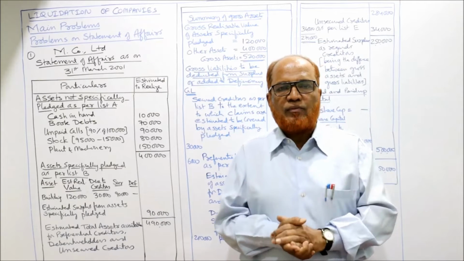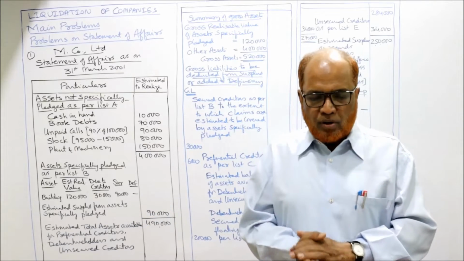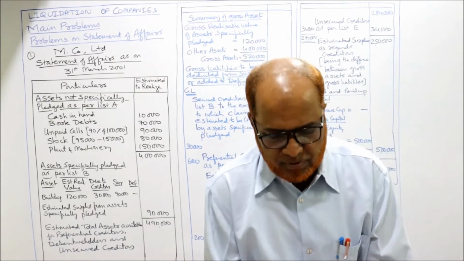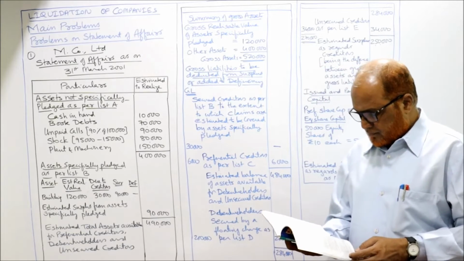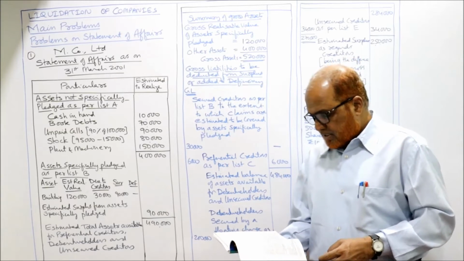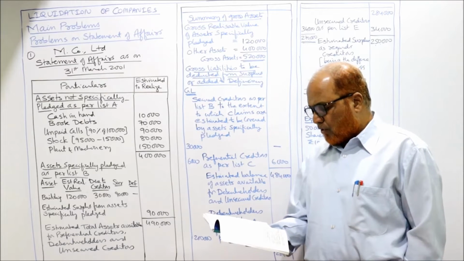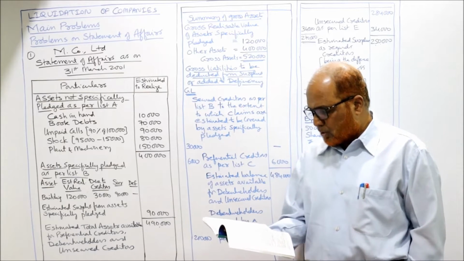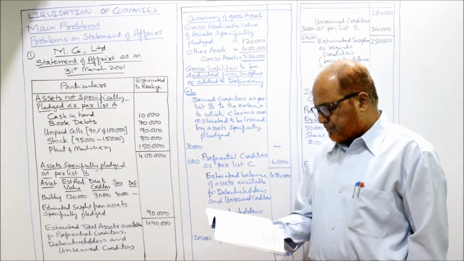The starting problem we are going to do is on preparing the statement of affairs. Come on, let's begin. I hope everybody has the problems from the link which I have given. So we'll start the first problem. See the first main problem. M Company Limited went into voluntary liquidation on 1st March 2001. The following balances are extracted from its books.